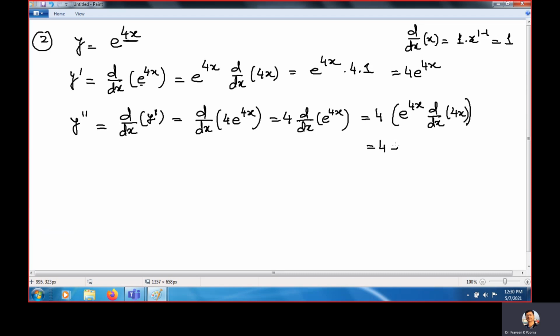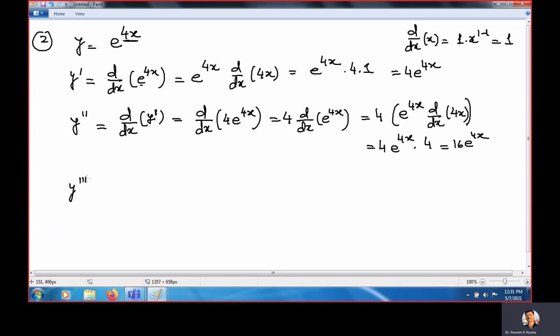So it will be 4 e power 4x, and the derivative of 4x is 4 because the derivative of x with respect to x is 1. So 4 into 4 is 16 e power 4x. Every time you will get an extra 4 because you will differentiate 4x and it will give you 4.